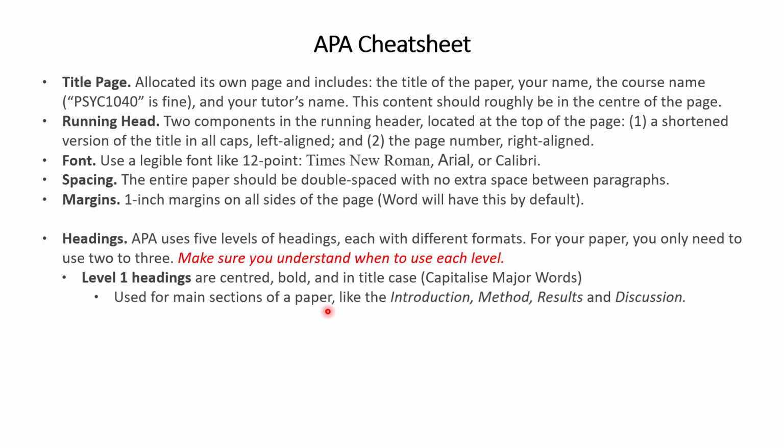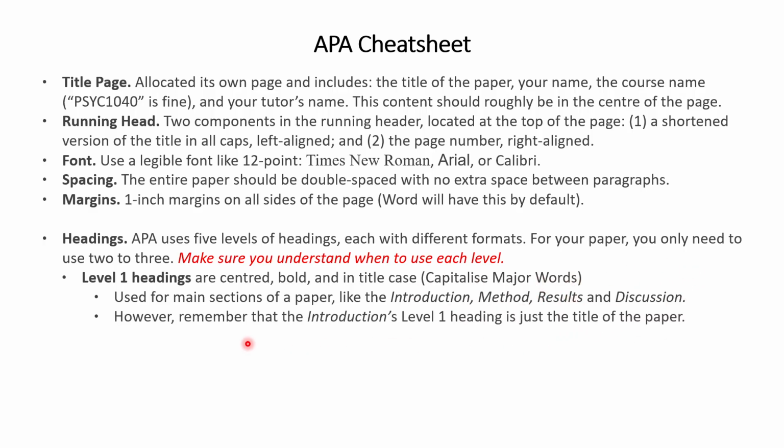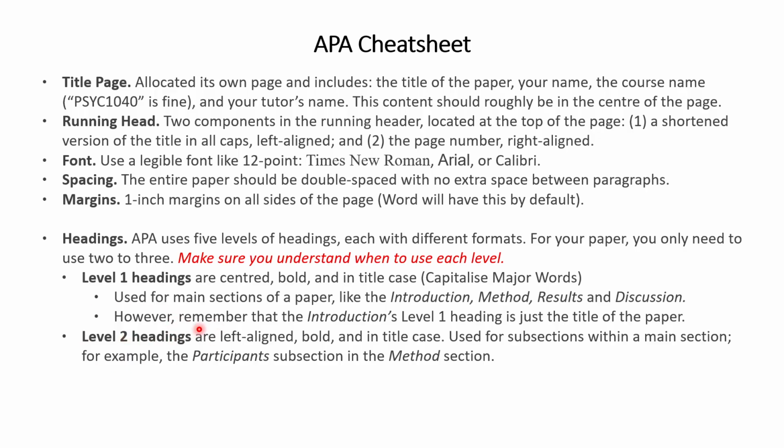They're used for the main sections of a paper, like your introduction, your method, your results, and your discussion. However, your introduction's heading is just the title of the paper, and this is critical. It's not "Introduction," it's whatever title you give your paper in level 1 format. Level 2 headings are left aligned, bold, and in title case. So same thing here. These are used for subsections within a main section. So for example, the participant subsection and all the other subsections in the method section.